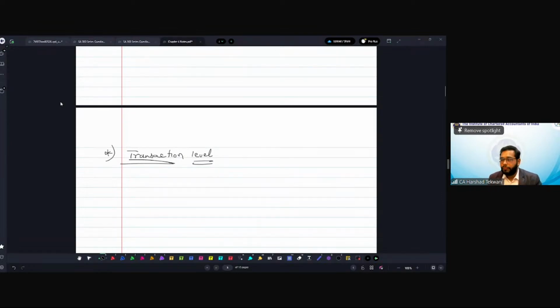Completeness, accuracy, cutoff, existence and occurrence, presentation and disclosure. Okay, good. But there are 5 assertions at the transaction level. So completeness, accuracy, and cutoff. You gave those 3. Completeness, accuracy, cutoff. Occurrence also, yes. You gave the occurrence. Classification. Yes, classification is the last one. That is the transaction level.